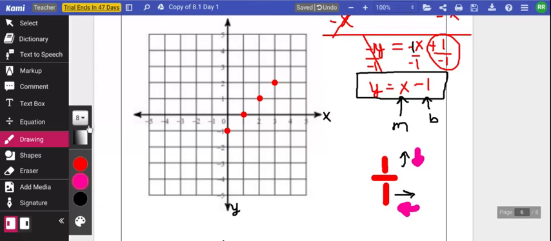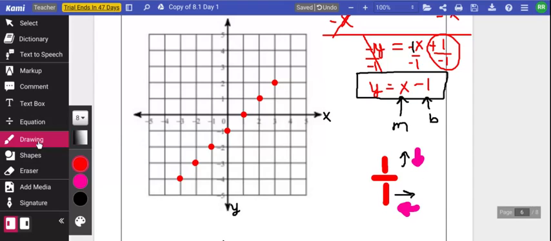Let's see if that's true. Would that put me on the same line? Instead of going up 1, right 1, what if I go down 1, left 1, down 1, left 1, down 1, left 1? Yep, it looks like I'm on the same line. So that's true, right? Up and to the right is the same thing as down and to the left.